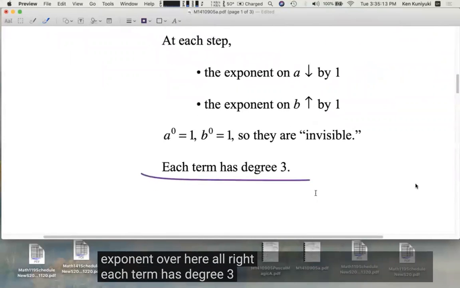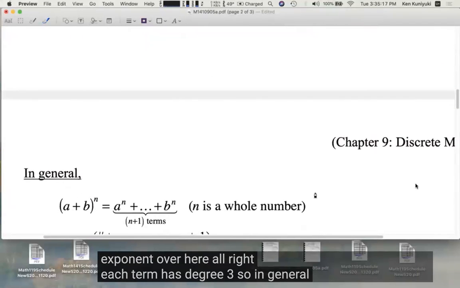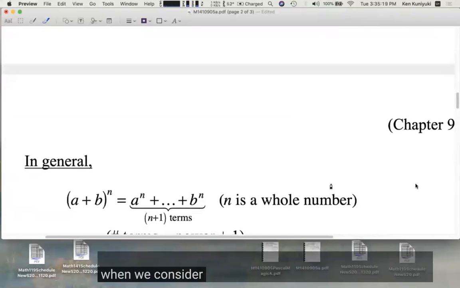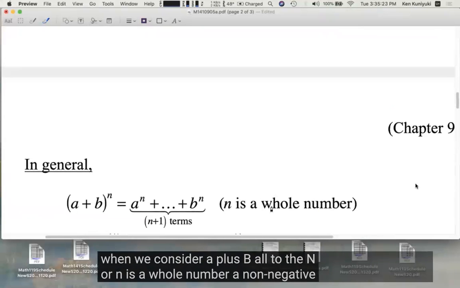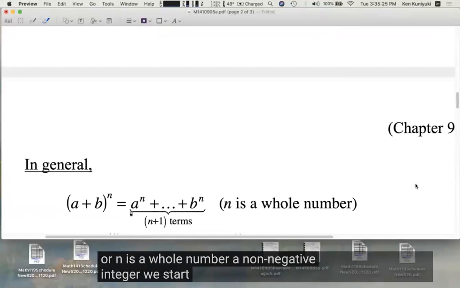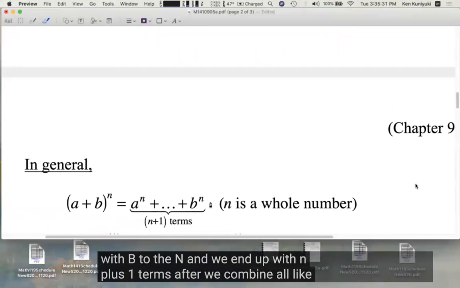Each term has degree 3. So in general, when we consider a plus b all to the n, where n is a whole number, a non-negative integer, we start with a to the n, we end with b to the n, and we end up with n plus 1 terms after we combine all like terms.